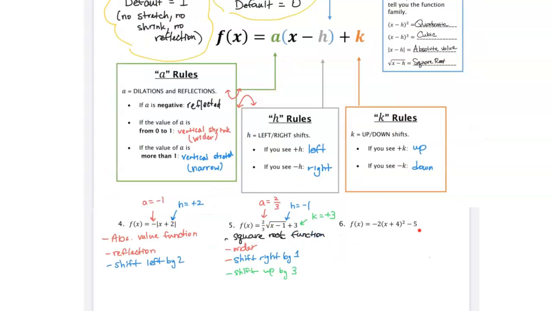All right, so if we look at number 6, we start off with f of x equals negative 2 times the quantity of x plus 4 squared minus 5. Our squared here tells us that this is a quadratic. So therefore, we're in the quadratic function family. The next thing, let's look at our a value. Our a equals a negative 2. Well, because it's negative, that means we'll have a reflection. And because it's a 2, if the value of a is more than 1, then it's going to be narrower.